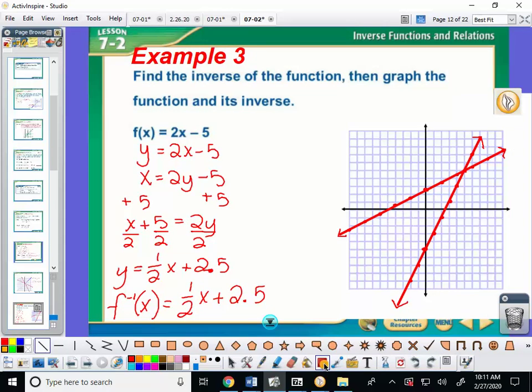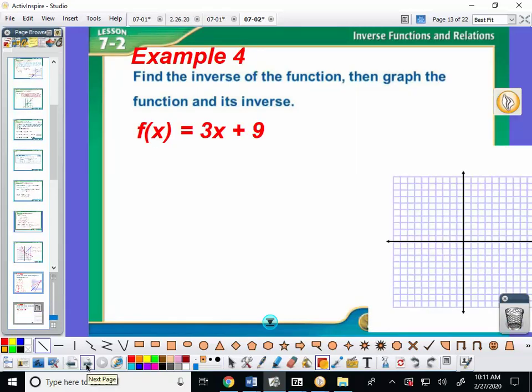Now I'm going to draw in my identity graph. If something happens and your graphs don't intersect along the identity, you're off, aren't you? Either your function was incorrect, your inverse function was incorrect, or your graphing was off. So they should intersect along the identity every time. Let's look at example 4 real quick. We'll do one more.